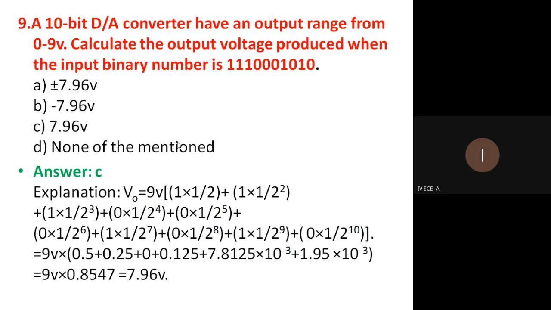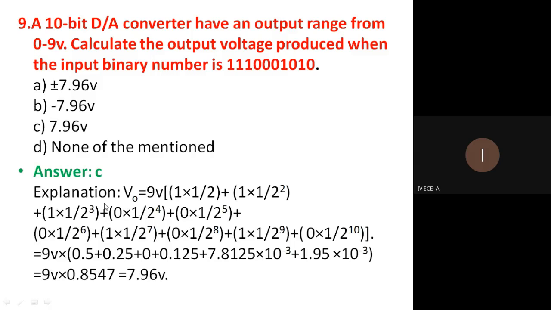Then problem number 9. A 10-bit D to A converter has an output range from 0 to 9 volt. Calculate the output voltage produced when the input binary is 111 000 1010. The options are A, plus or minus 7.96; B, minus 7.96; C, plus 7.96; D, none of the mentioned. Here the answer is C.